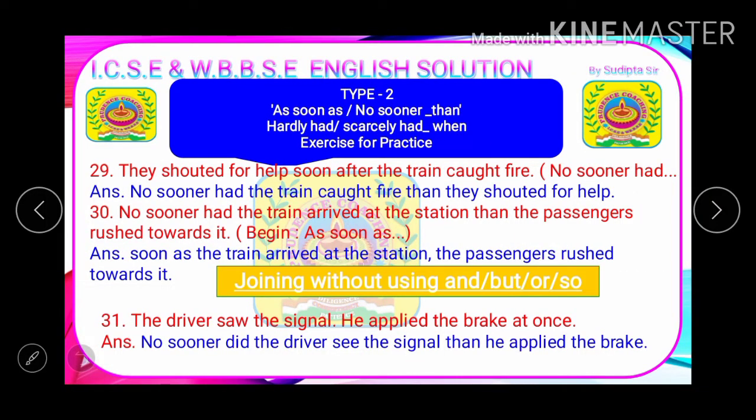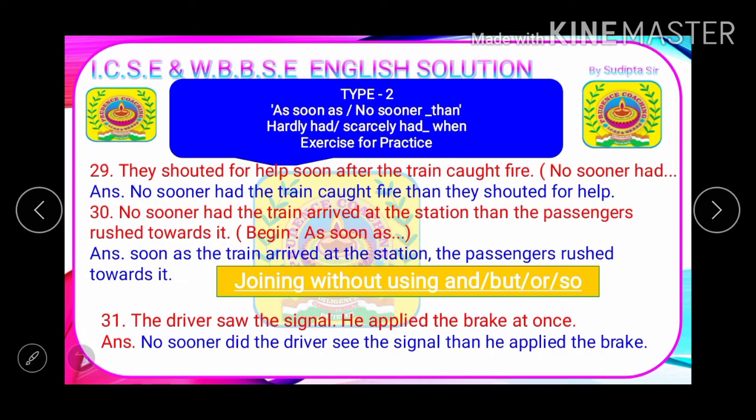Question number 29. They shouted for help soon after the train caught fire. Begin with no sooner had. So you can see that this is a different type of question which can also be replaced by no sooner had, but we will have to be careful about the action and its reaction. The first action here is the train caught fire and then the passengers shouted for help. So the final answer is no sooner had the train caught fire than they shouted for help. We will have to place the first action in the beginning. It is followed by the second action. The answer is no sooner had the train caught fire than they shouted for help.